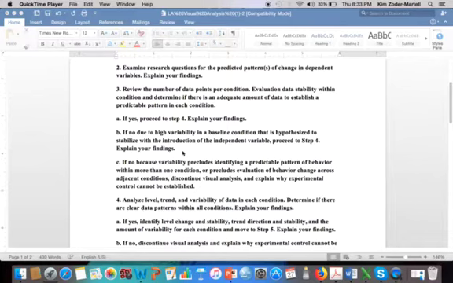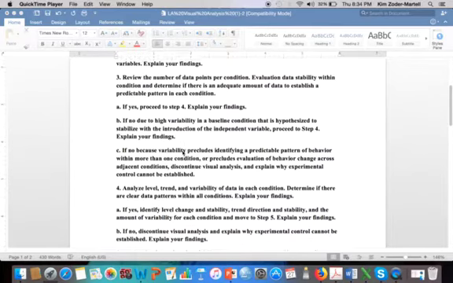So if you go to B, if it's due to high variability in the baseline condition that you think will stabilize once you introduce the independent variable, then keep on going with your visual analysis. But if you cannot go on because the variability precludes identifying a predictable pattern of behavior within more than one condition, or precludes the evaluation of the behavior change across adjacent conditions, then you're going to discontinue visual analysis and you'll explain why experimental control cannot be established.